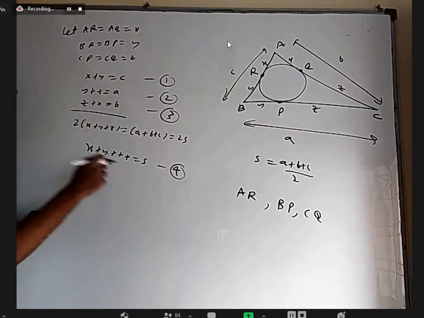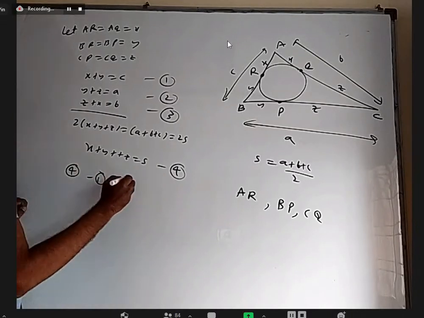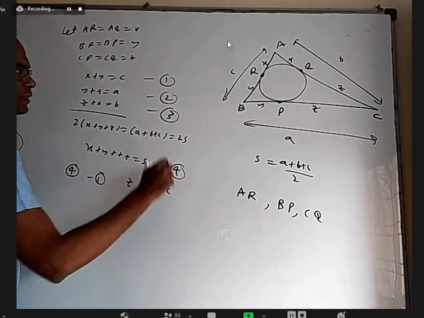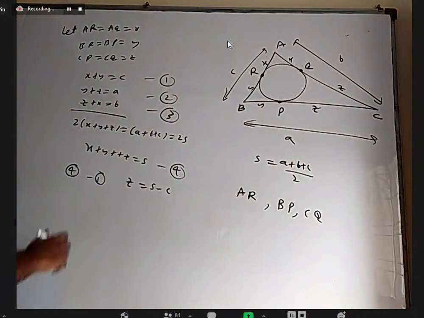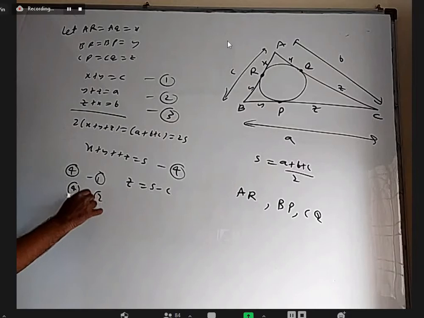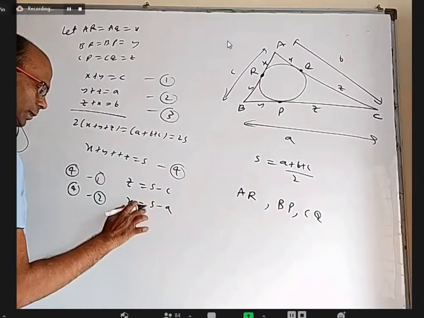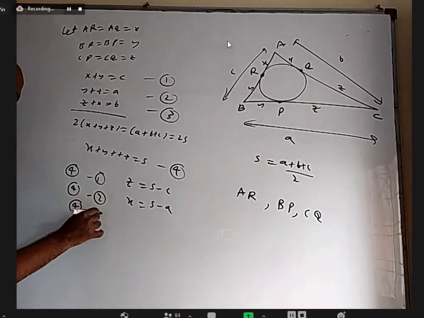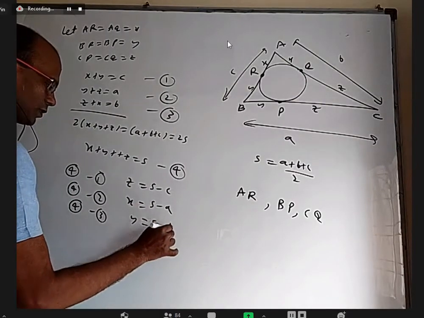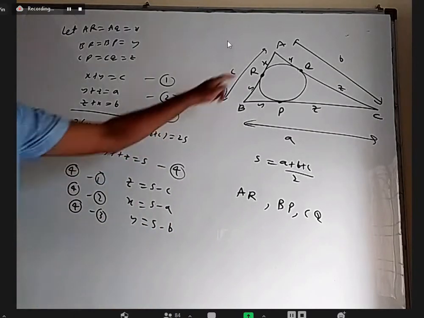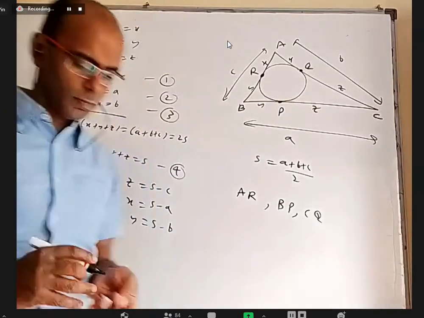From this, remove the first equation. Equation 4 minus equation 1 will give you Z equal to S minus C. So this length is S minus C and this length is S minus C. From equation 4, if you remove equation 2, you'll get X is equal to S minus A. And equation 4 minus equation 3, Y is equal to S minus B. So this is S minus A, S minus A, this is S minus B, S minus B, this is S minus C, S minus C.